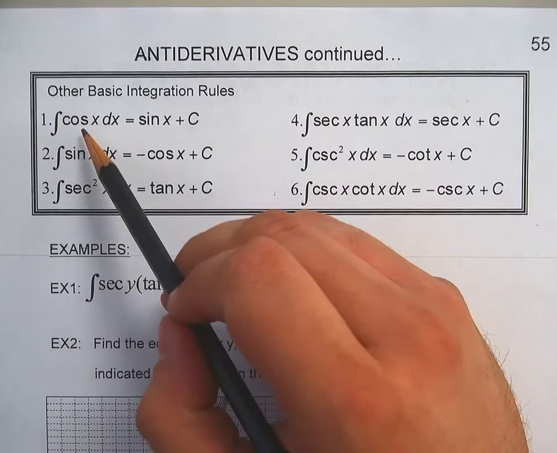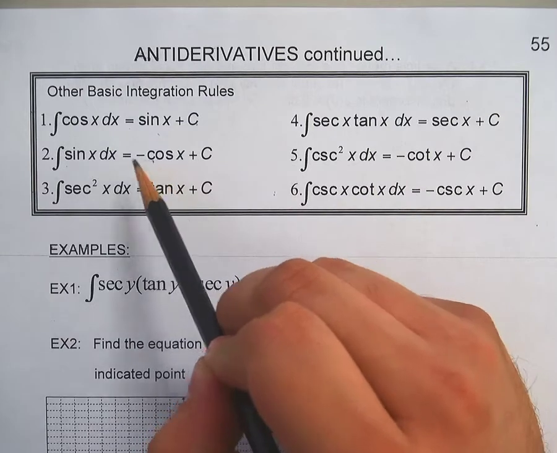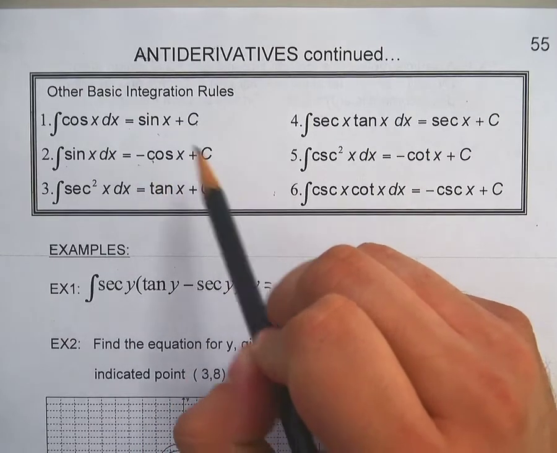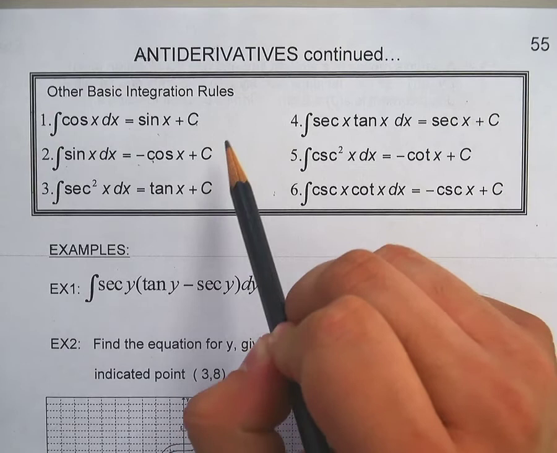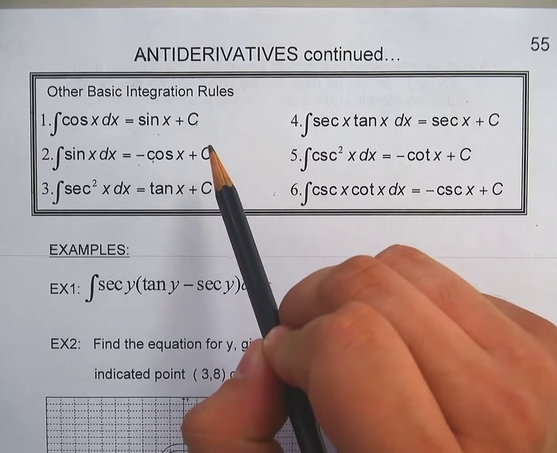The integral of cosine is sine plus c. The integral of sine is a negative cosine, don't forget that guy, plus c. If there's going to be some that are going to be tested, I can guarantee it's going to be these two right here. I guarantee it.